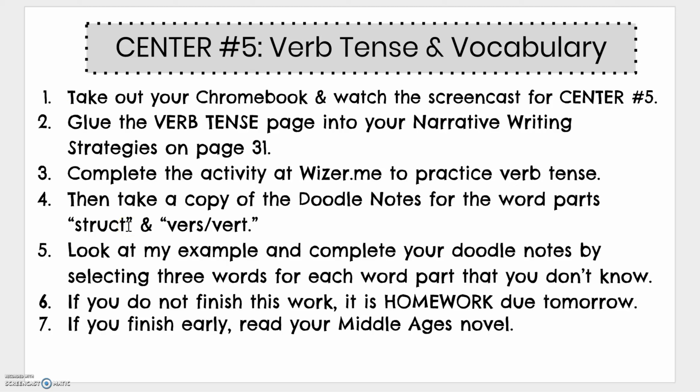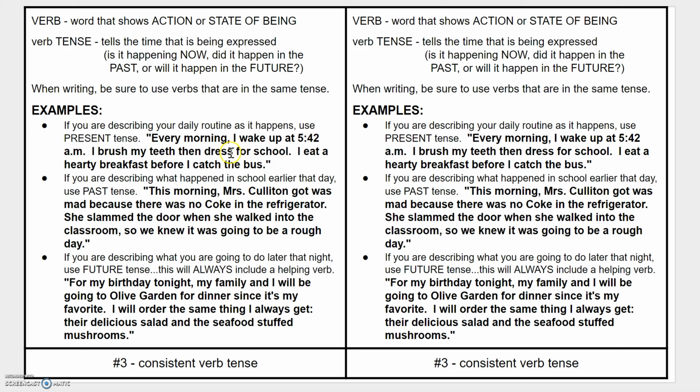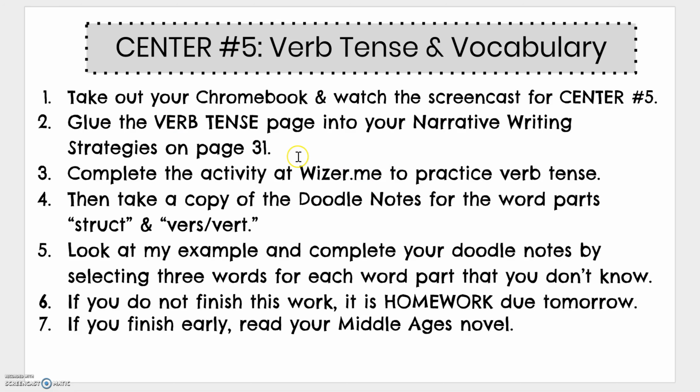For center number 5, you're going to be working on consistent verb tense and then a little bit of vocabulary with word parts. So obviously you've already taken out your Chromebook because you're watching this screencast. You are going to take a copy at your station of this half sheet and glue it into your interactive notebook on page 31 where we have your narrative writing strategies. And you're going to need a highlighter. So pause the screencast right now while you go and get those things ready.